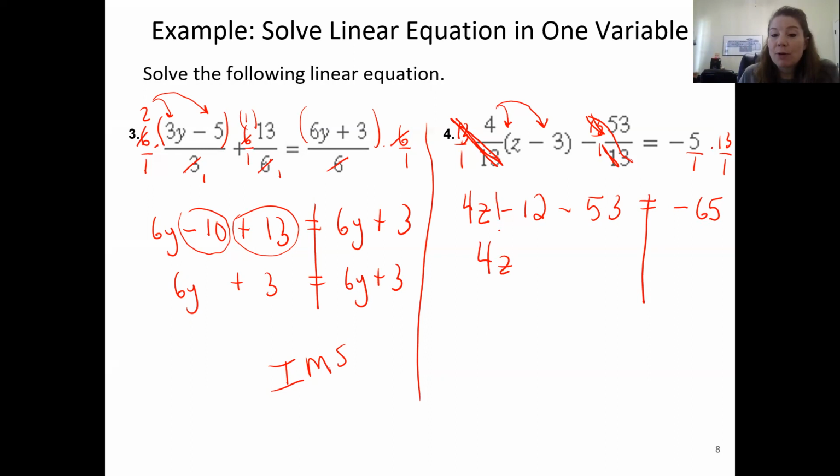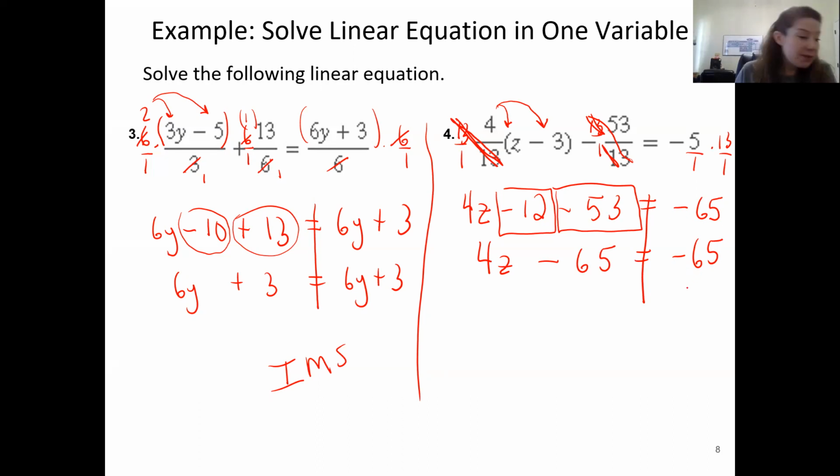Now we're combining like terms. So negative 12 plus negative 53. Negative 12 combined with negative 53. If you don't know, put it in your calculator. But that equals negative 65. All right. So now you might think, oh, they match, but they don't. There's no 4z over here. So now we still have to solve for z.